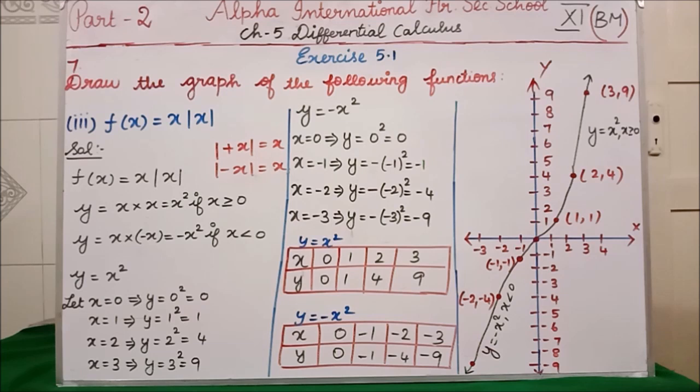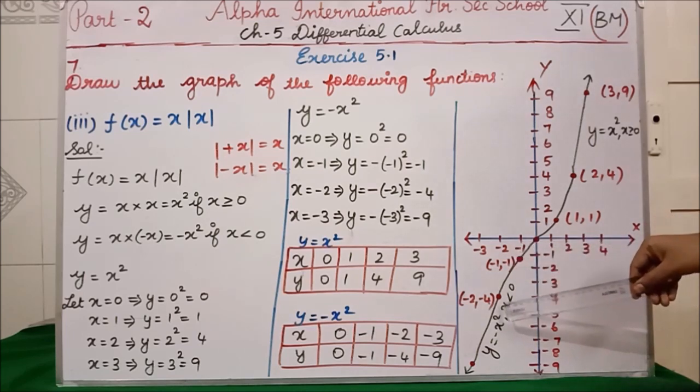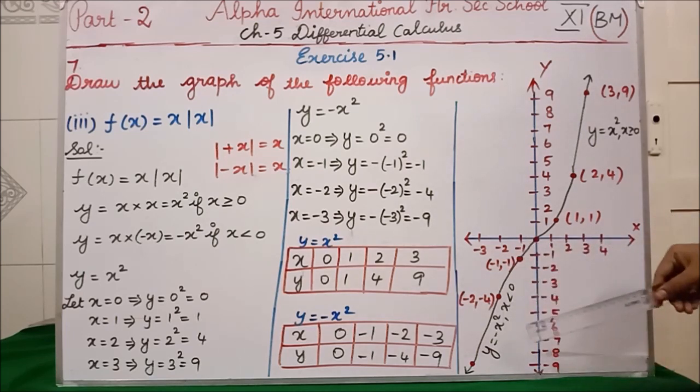Now y equal to minus x square, what are the values you have got? Here also 0 comma 0 is there. Already we have kept it, so leave it. Next is minus 1 comma minus 1. Next is minus 2 comma minus 4. Then the last one is minus 3 comma minus 9.